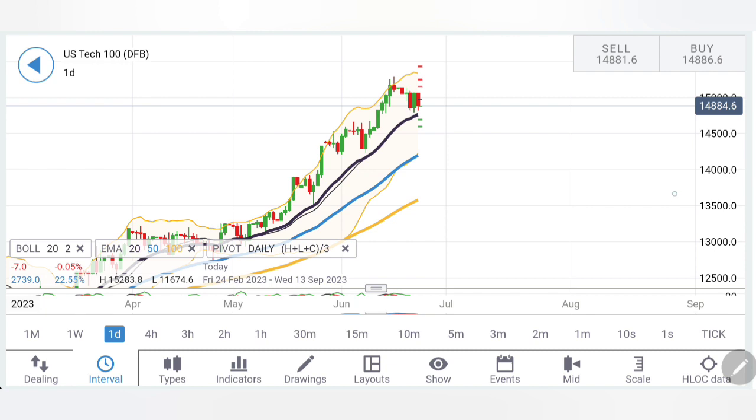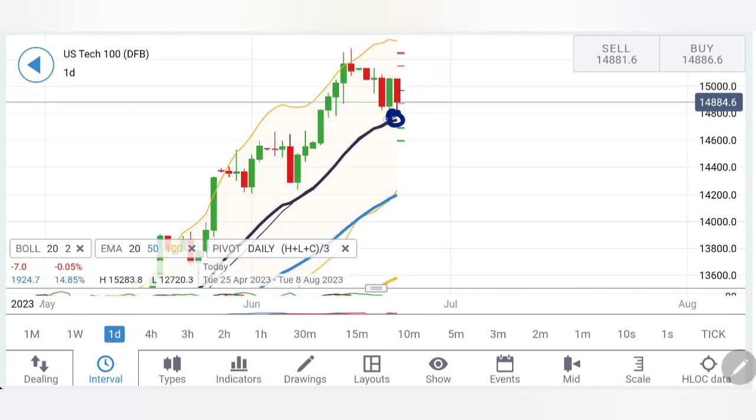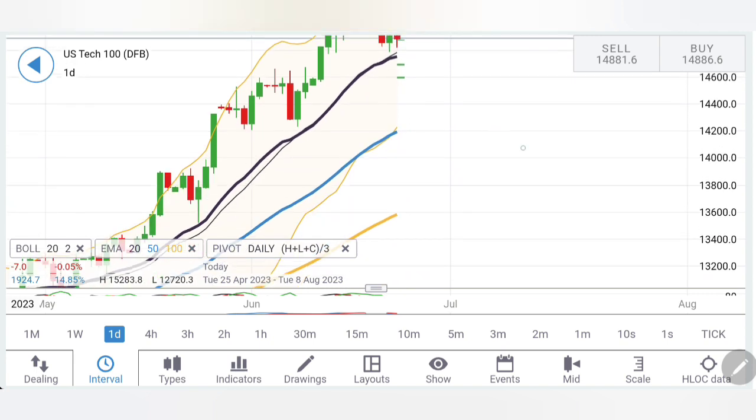Now coming to the daily chart. On the daily chart, see the 20 period moving average giving it a very good support. Now the moving averages are trading with extreme divergence. You can see the 100 period moving average at 13,600 and the 20 period moving average at around 14,800 levels.